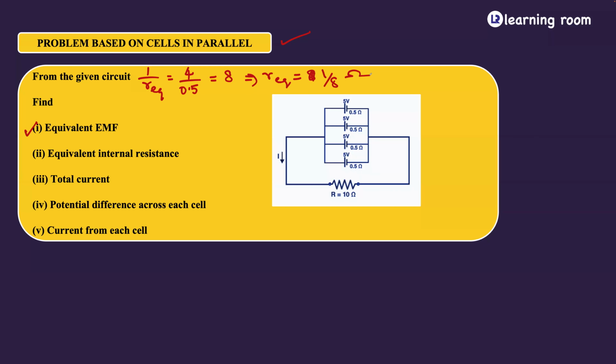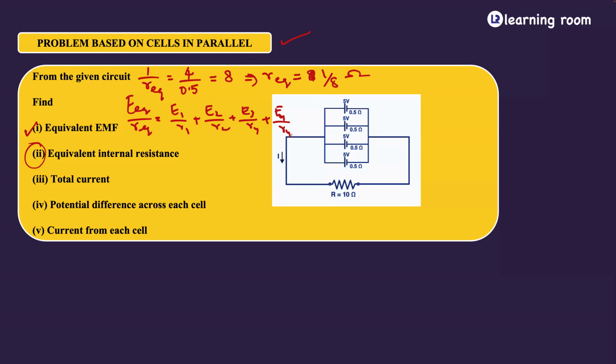Okay, it is equal to 1 by 8 ohm. This is the value for equivalent internal resistance. Now, what is E equivalent divided by R equivalent? It is going to be E1 by R1 plus E2 by R2 plus E3 by R3 plus E4 by R4.